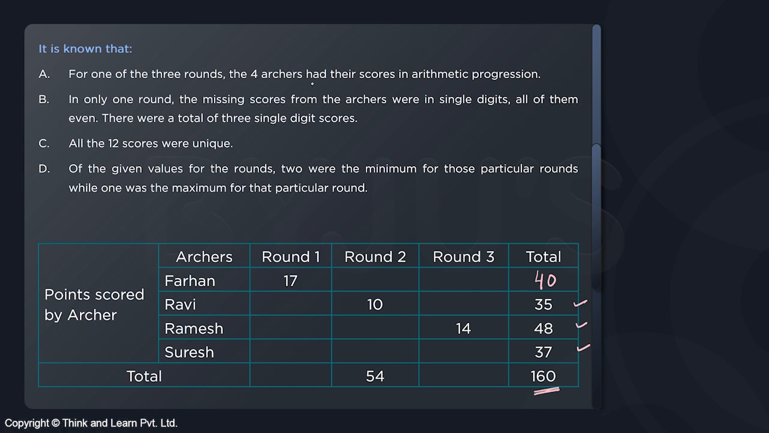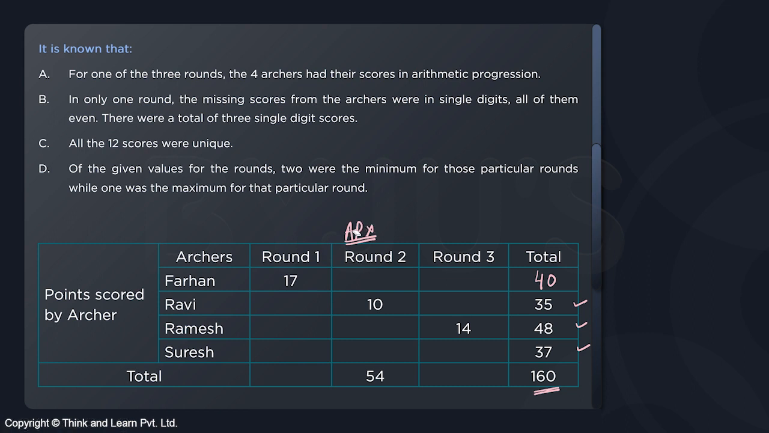For one of the three rounds, the four archers had their scores in AP series. So currently we do not know which one can be in AP series, so currently I can't comment on that. But I can surely say that round two scores are not in AP. Why am I saying so? Because one of the scores is 10, right? No, but that's a possibility currently, okay?